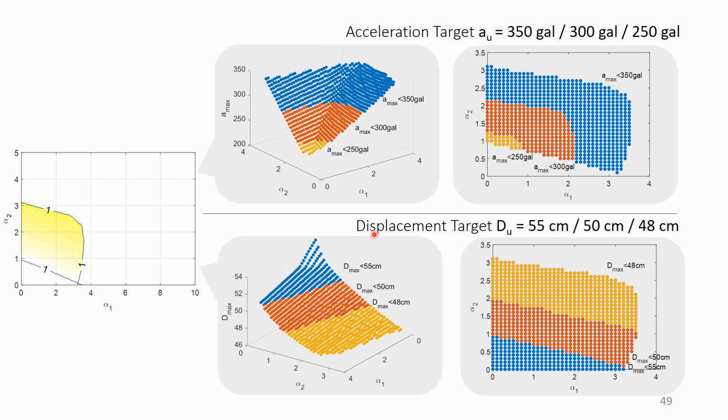And if we fix our acceleration target and change our displacement target to Du equals 55 centimeters, 50 centimeters, and 48 centimeters, we can see from the 3D figures that for Dmax smaller than 55 centimeters, it has the biggest design range, the blue area plus the red area and the yellow area. For Dmax smaller than 50 centimeters, its design range will be the red area plus the yellow area. And for the most strict Dmax smaller than 48 centimeters, it has the smallest design range, the yellow part. The right figure is the contour of the 3D figure.